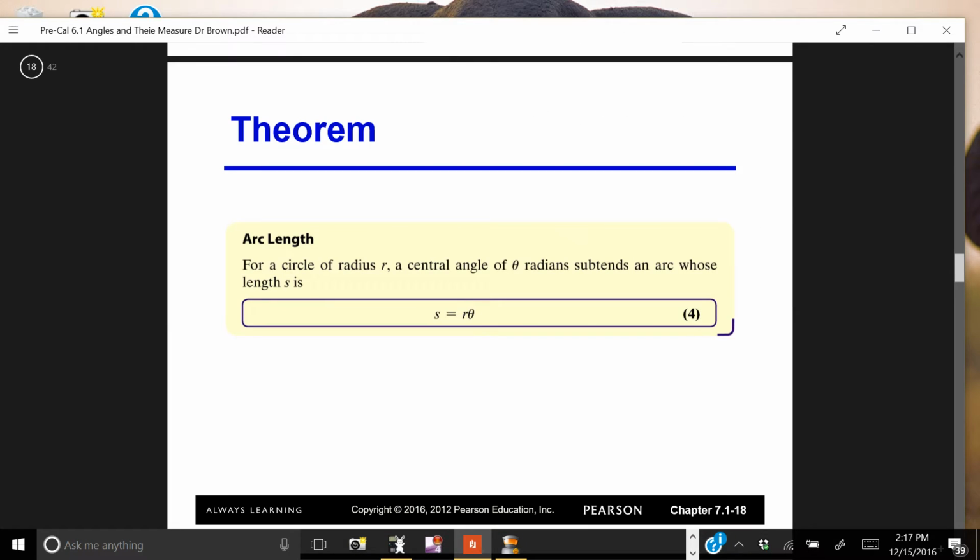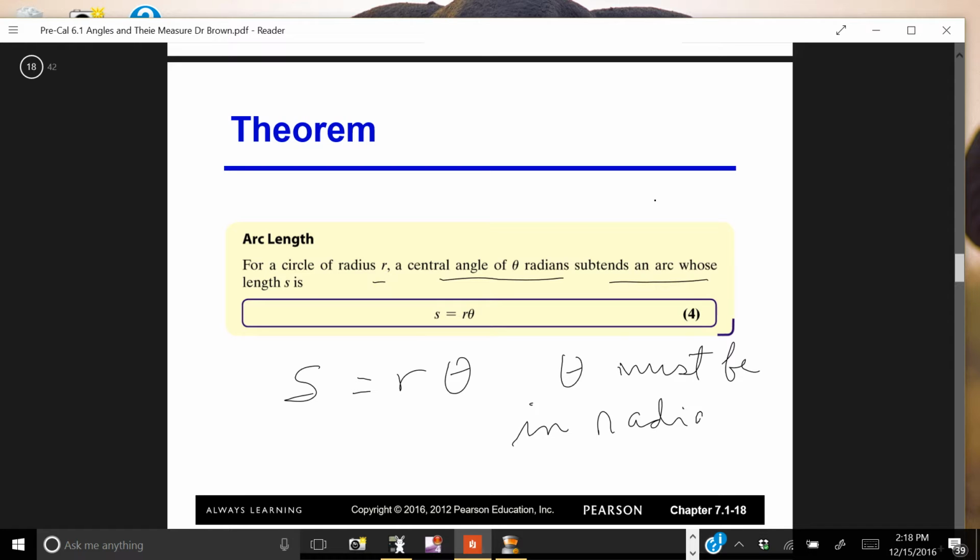So here we have a formula or a theorem: for a circle of radius r, a central angle theta of theta radians subtends an arc whose length is S equal R times theta. So S is equal to R times theta, where theta must be in radians, not degrees. So if you're given an angle in degrees, you need to convert it to radians.